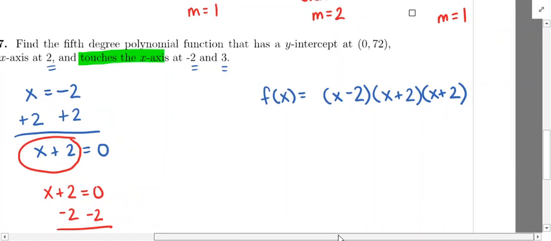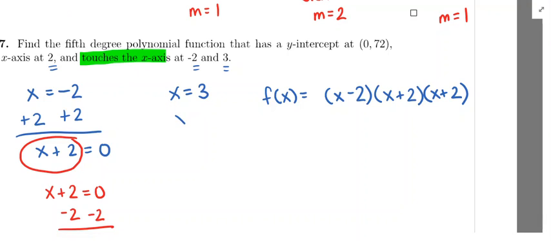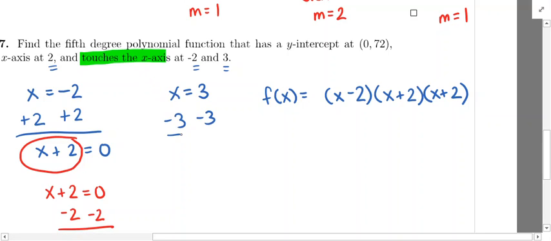All right, so here we go. For the third x-intercept, that is located at x equals 3. Again, I'm working backwards. I'm going to move everything to one side to get the factor. If I subtract 3 from both sides, I'm going to get that x minus 3 is equal to 0. So x minus 3 is going to be our remaining factor.